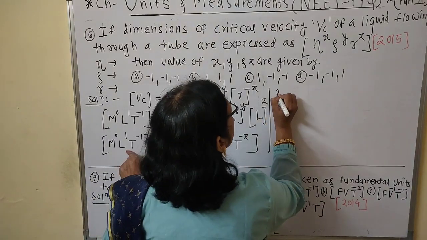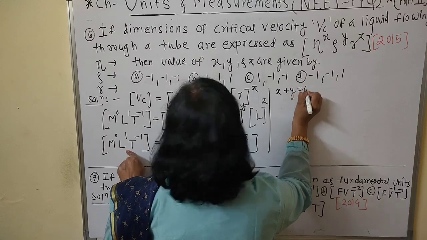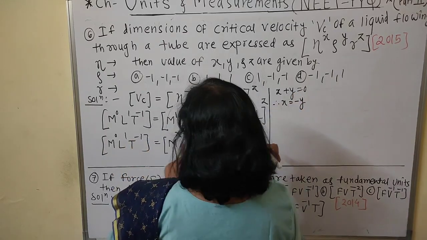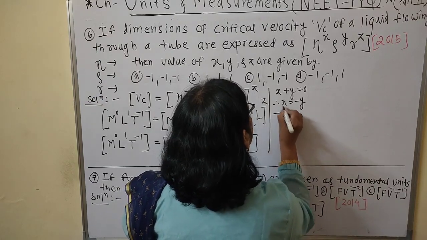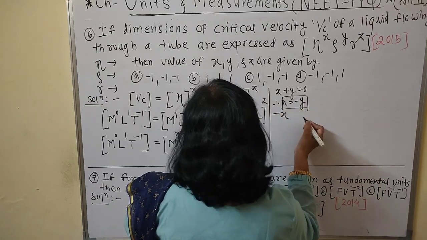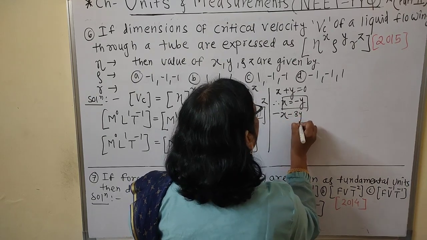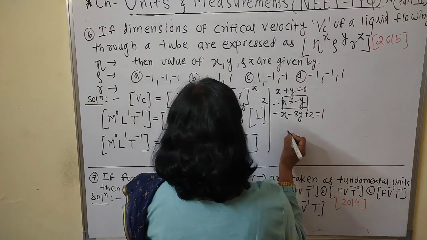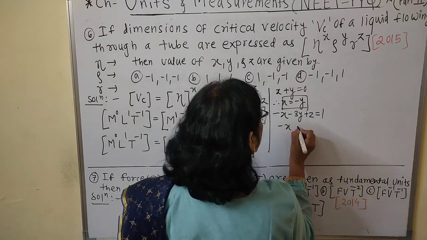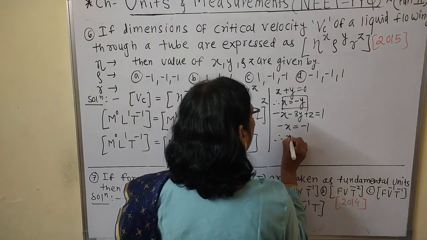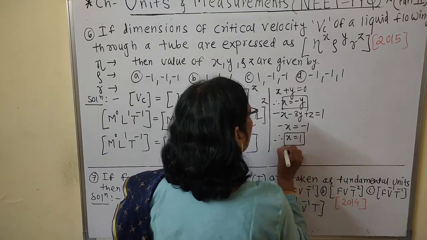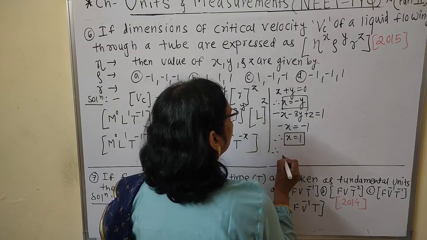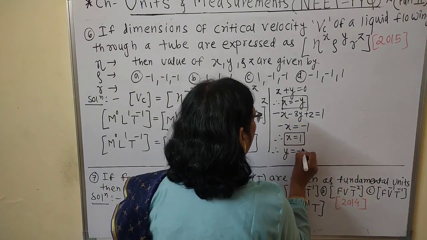Then first equation, x plus y is equal to 0. Therefore, x is equal to minus y. Second equation, minus x minus 3y plus z is equal to 1. And minus x is equal to minus 1. Therefore, x is equal to 1. Now, x is equal to 1 and x is equal to minus y. Therefore, y is equal to minus 1.